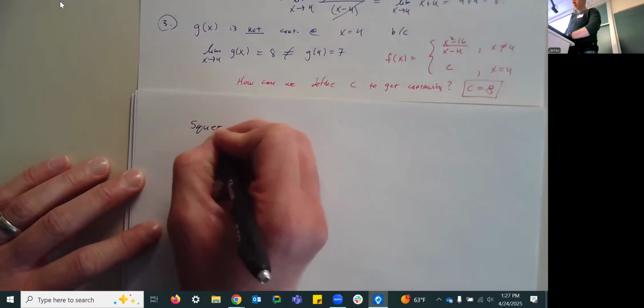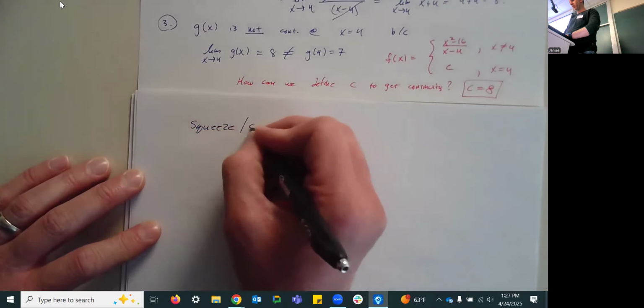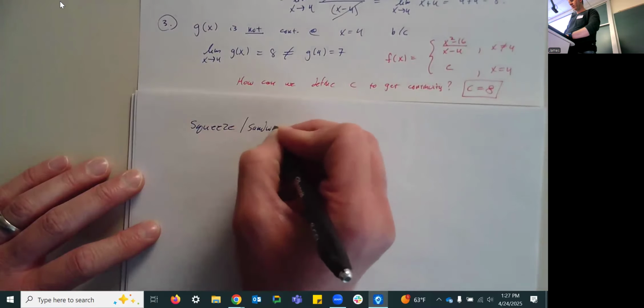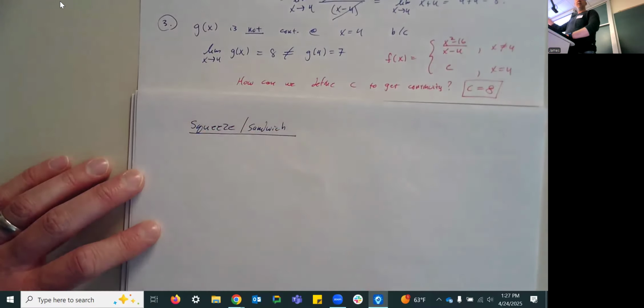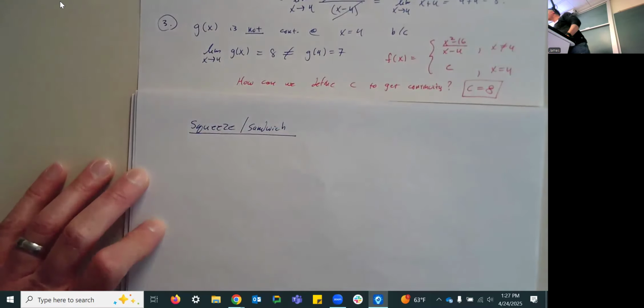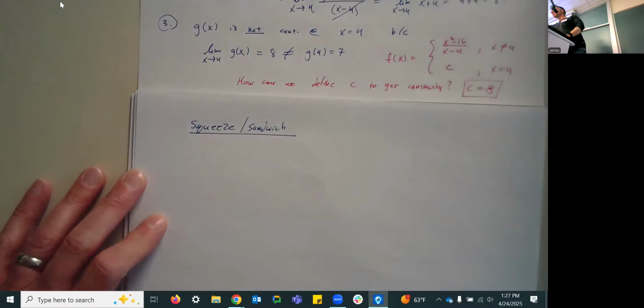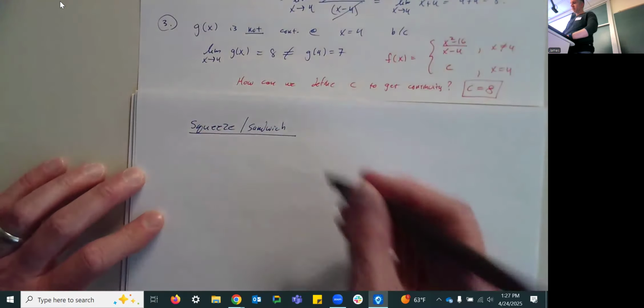So the squeeze, also known as the sandwich theorem. And yes, I know we only have like 3 minutes. It's somewhere. I don't know where it went. Might be behind you. It might have fallen on the floor somewhere. There it is.